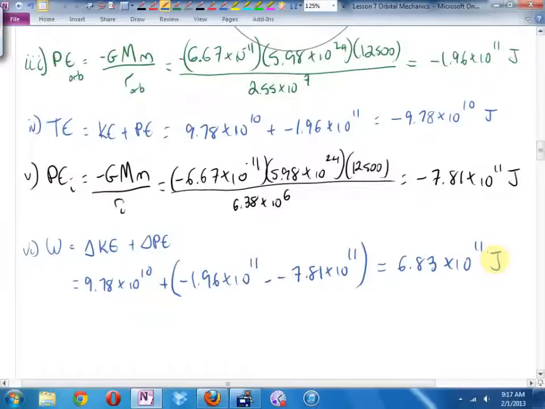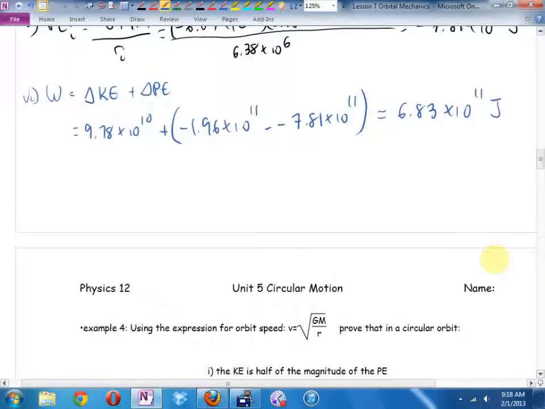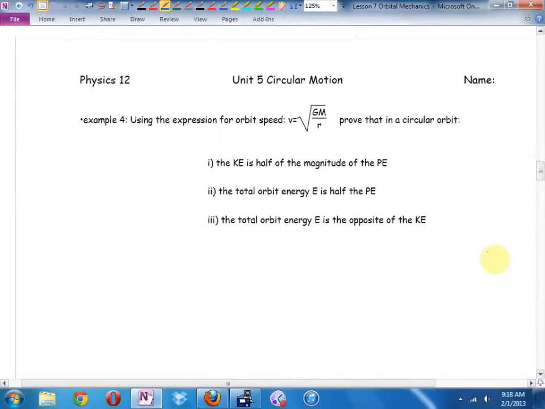What does the work? The rocket engine's fuel. And again, you're seeing big exponents, 10 to the 10th, 10 to the 11th. That's why it's so expensive to put stuff up there. Is that okay? A little bit more and we're done.